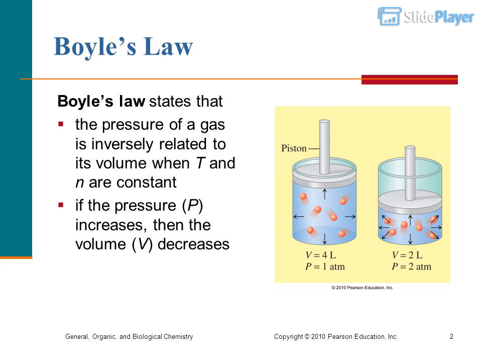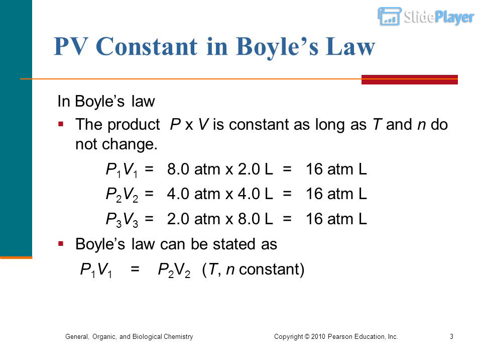Boyle's law states that the pressure of a gas is inversely related to its volume when T and n are constant. If the pressure, P, increases, then the volume, V, decreases. PV is constant in Boyle's law. The product P times V is constant as long as T and n do not change.